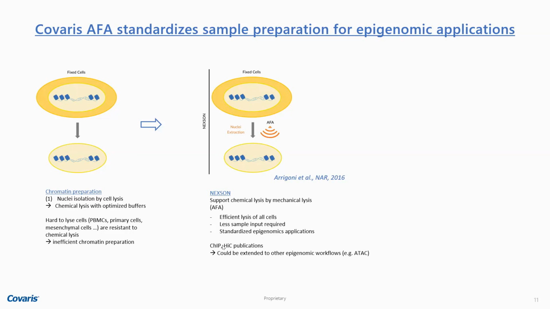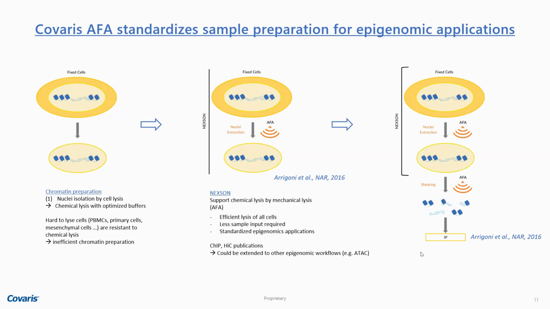There are already lots of publications who have adopted this method for ChIP. However, this method is not only useful for ChIP, it's useful for any method where you need to efficiently extract nuclei. There are more and more publications also showing this for in situ Hi-C, and you can think of any of your own workflows where you need to efficiently extract nuclei and where this could be applied. For a ChIP workflow, you would now use the Covaris AFA in two steps of the workflow: first to isolate the nuclei, and then for chromatin shearing.